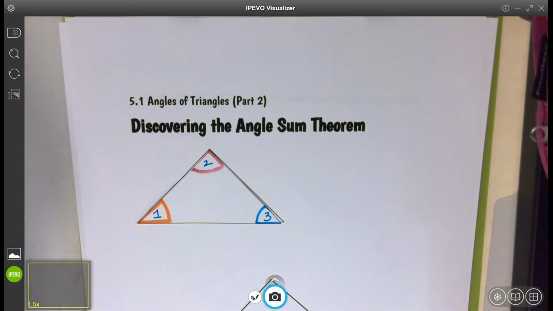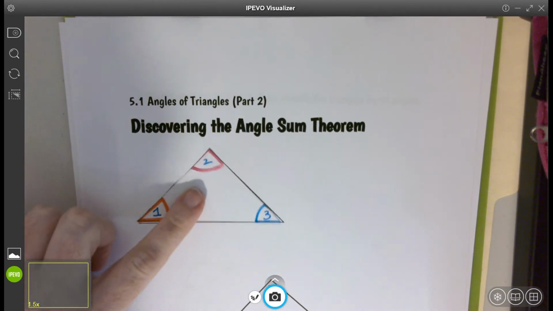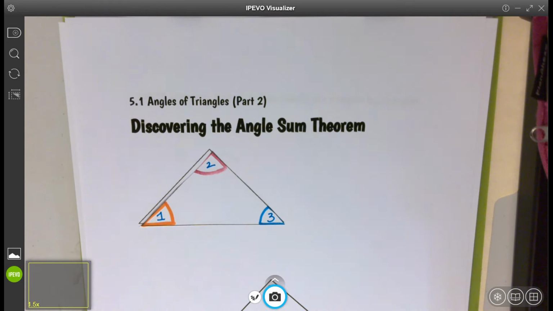All right, so today we're continuing on with chapter 5. We're working with discovering the angle sum theorem. So this is a little bit of an activity that I will be demonstrating and you can follow along. You have a blank triangle on your paper. I have one that is labeled angle 1, 2, and 3. So I'm going to show how we have our angle sum for our triangle.